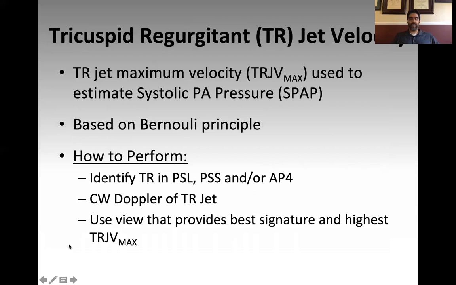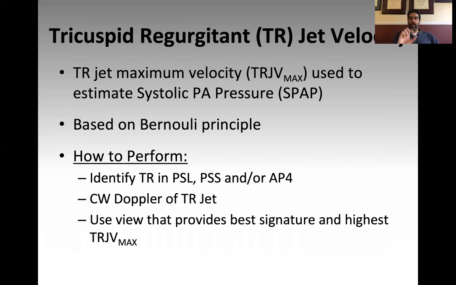Okay, so first let's talk about the TR jet velocity method. What we are doing is measuring the peak velocity of tricuspid regurgitation, and using that to estimate the systolic PA pressure or the RV systolic pressure. Now this is based on the Bernoulli principle, and I'm going to talk a little bit about that in the next couple of slides. But first, let's talk about how to do it.